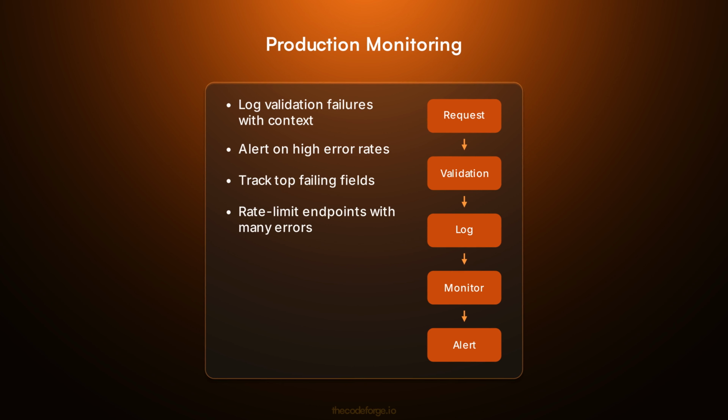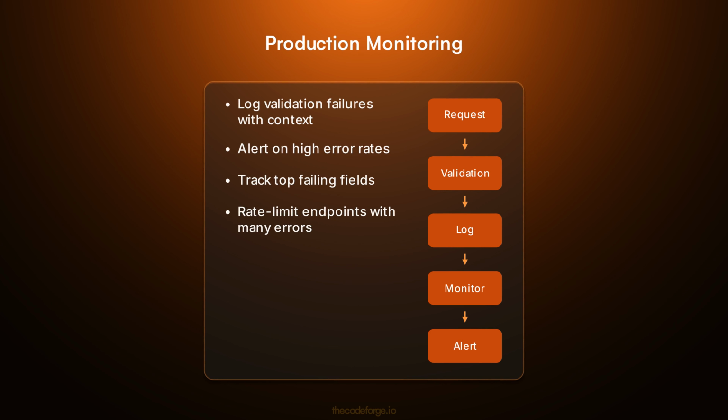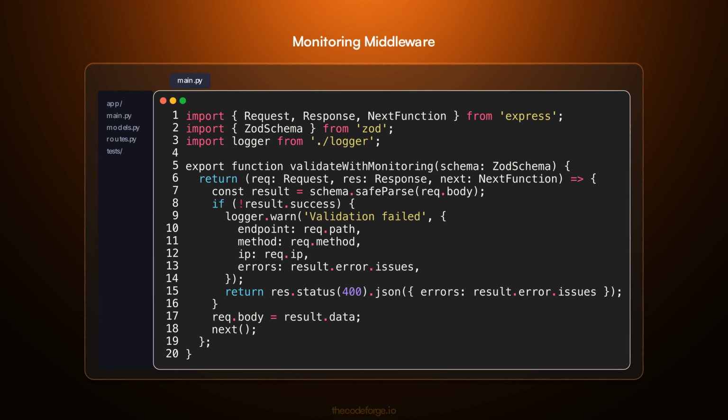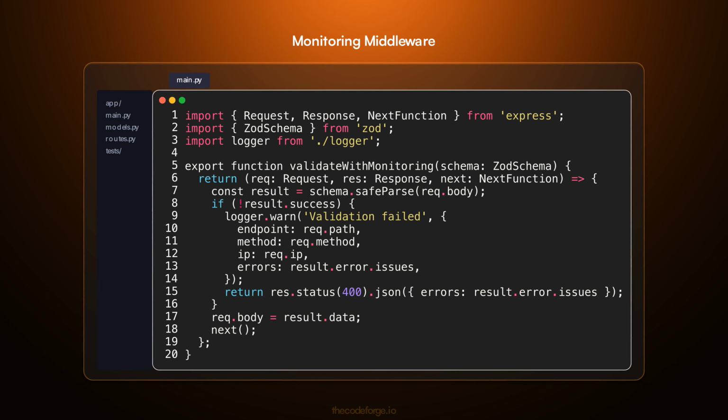Monitor validation failures to detect client bugs or attacks. Log enough context to debug, but avoid sensitive data. Set up alerts for spikes in validation errors. This middleware logs validation failures with endpoint, method, and IP. Use this data to monitor trends and alert on anomalies.